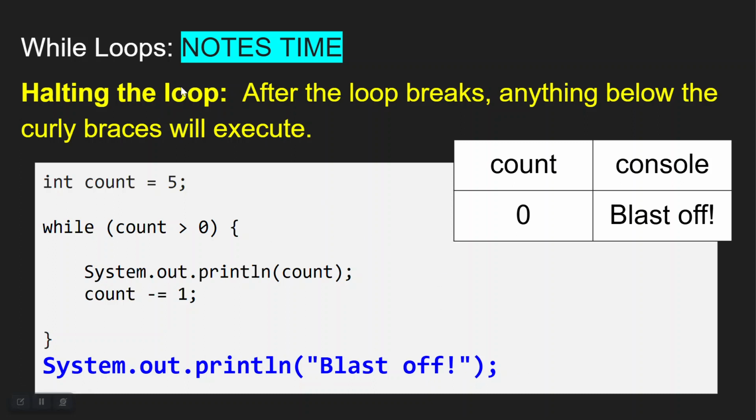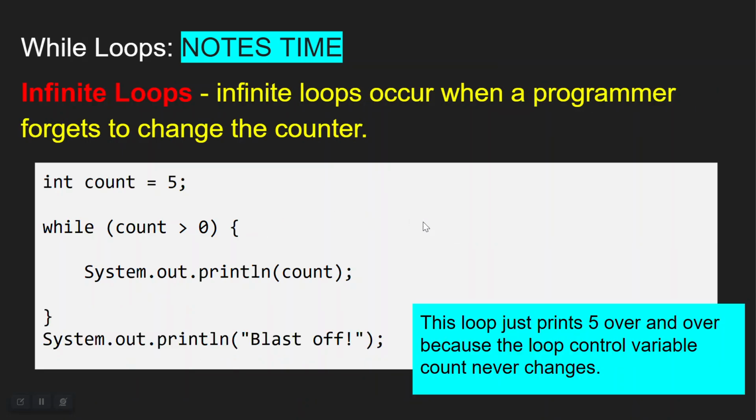There you go. After the loop breaks, anything below the curly braces will execute, and this is called halting the loop. So there you go. Those are the 3 main components to a loop.